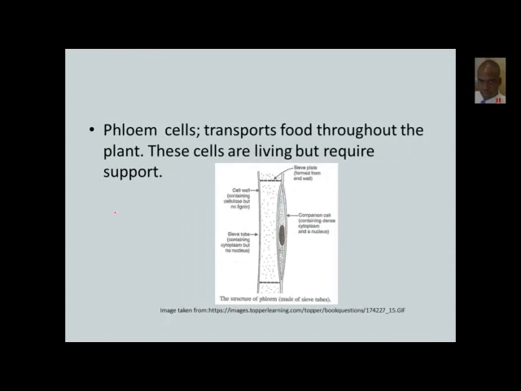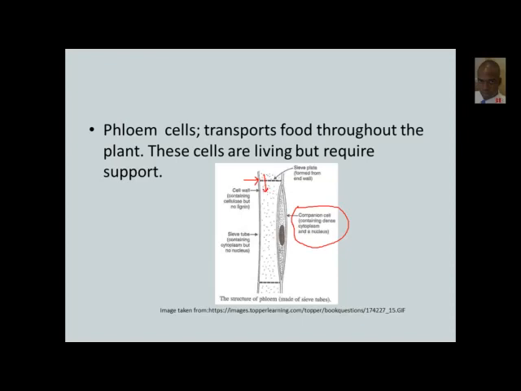The next type of cell is phloem cells. Phloem cells transport food throughout the plant. These cells are living, but they require support, and the support comes from, as you can see right here, the companion cell, and the companion cell is this cell right here. It is attached to the phloem cell. Now the walls of the phloem cell right here are not completely broken down. You can see they are perforated, or they have some little holes going through them so substances can move through.